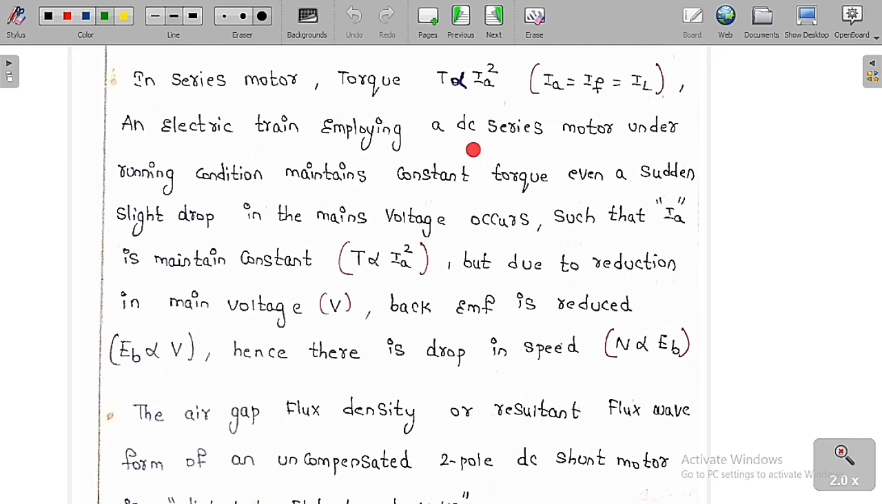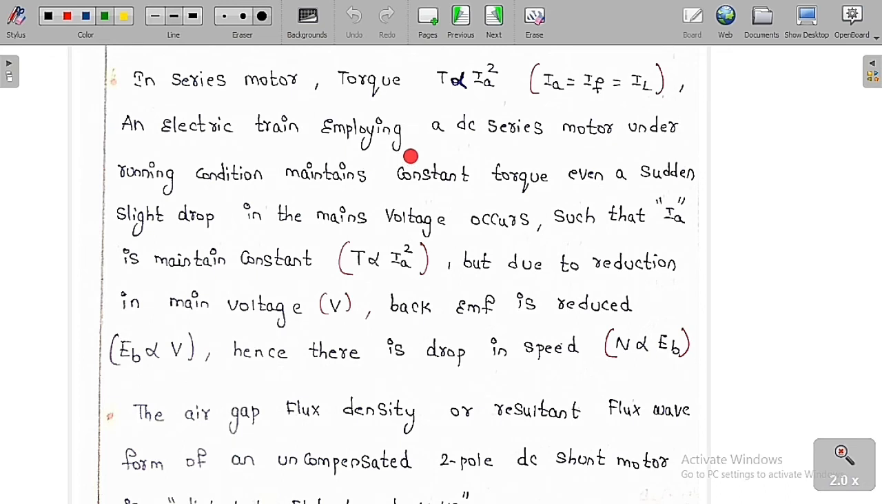An electric train employing a DC series motor under running conditions maintains constant torque even if a sudden slight drop in the mains voltage occurs, such that IA is maintained constant. So T is directly proportional to I square, but due to the reduction in mains voltage, back EMF is reduced because back EMF is directly proportional to supply voltage. Hence, there is a drop in the speed, as N is directly proportional to EB. So, listen carefully. In a series motor, torque is directly proportional to I square because armature current is equal to field current is equal to load current.